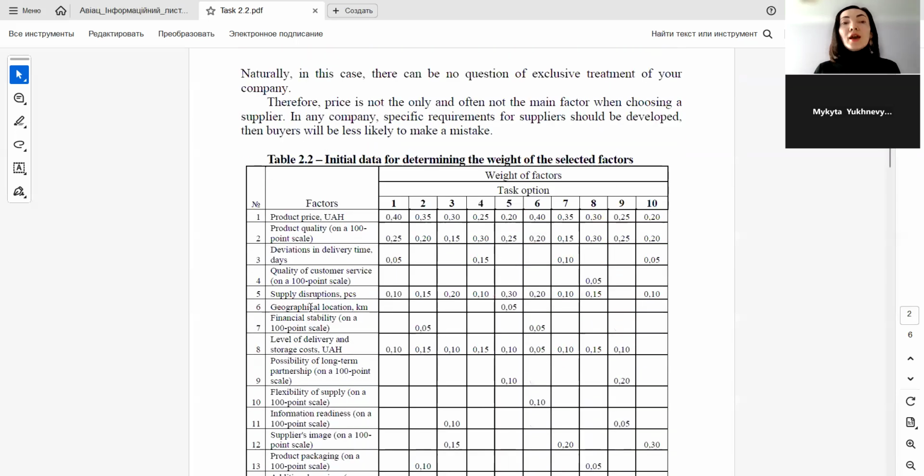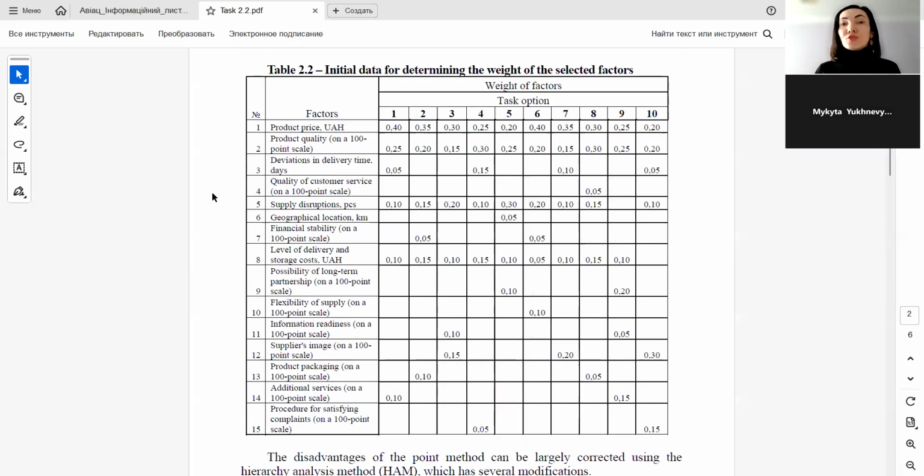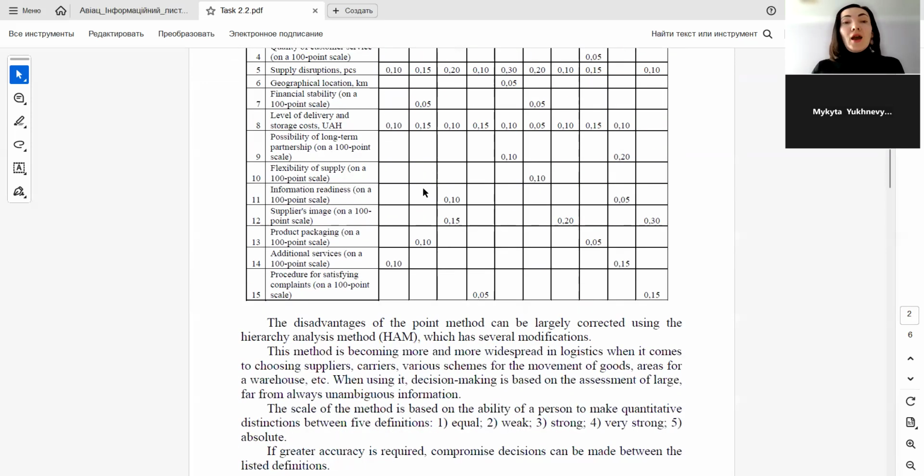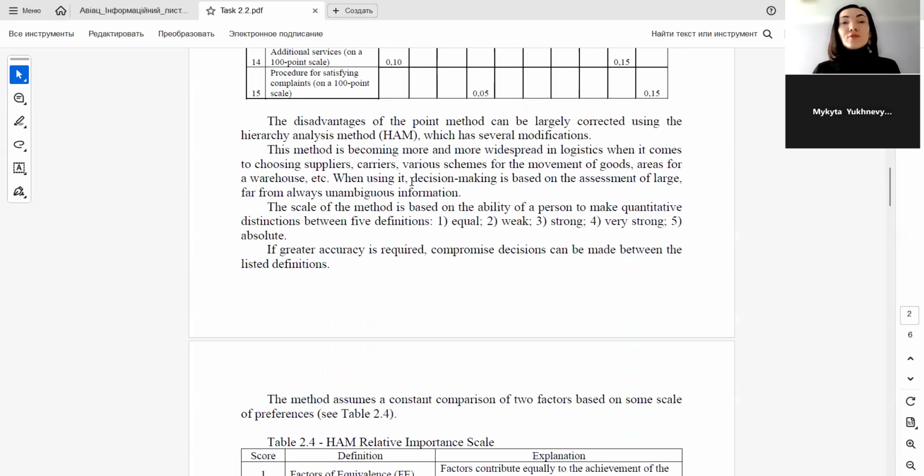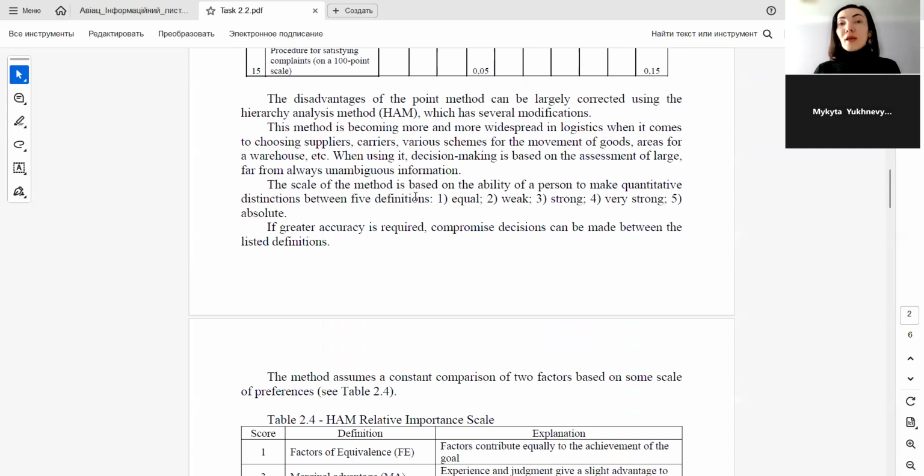Also, we already used this table 2.2 with the weight of every factor, and we remember that every variant has only 6 factors from 15. So we use the same factors with their weights. We need to read information about this new hierarchy analysis method, understand how it works and what the methodology of this calculation is. After that, we will calculate it, prepare a special table and find the weights of factors.